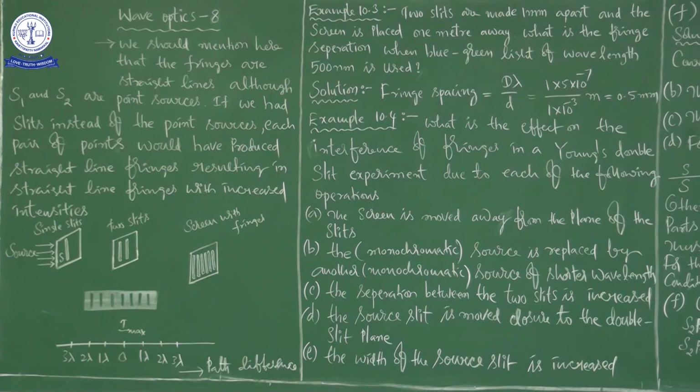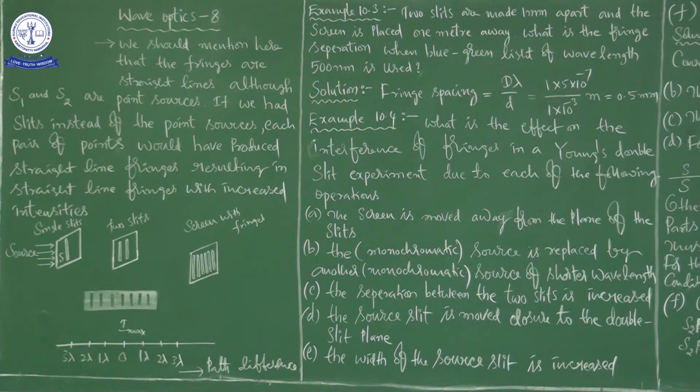And angular separation also decreases. Here the separation of the fringes and the angular separation are both decreased when you replace a monochromatic source with another monochromatic source of shorter wavelength.